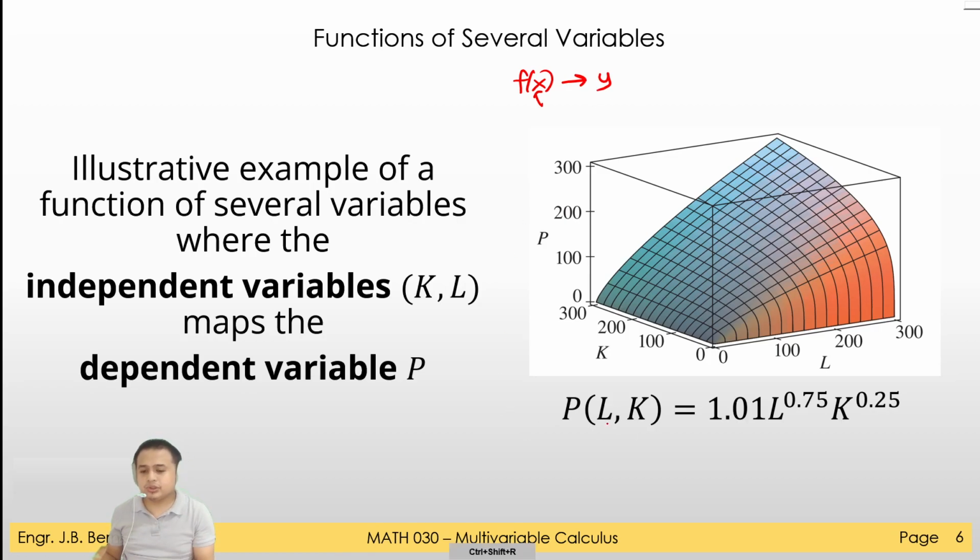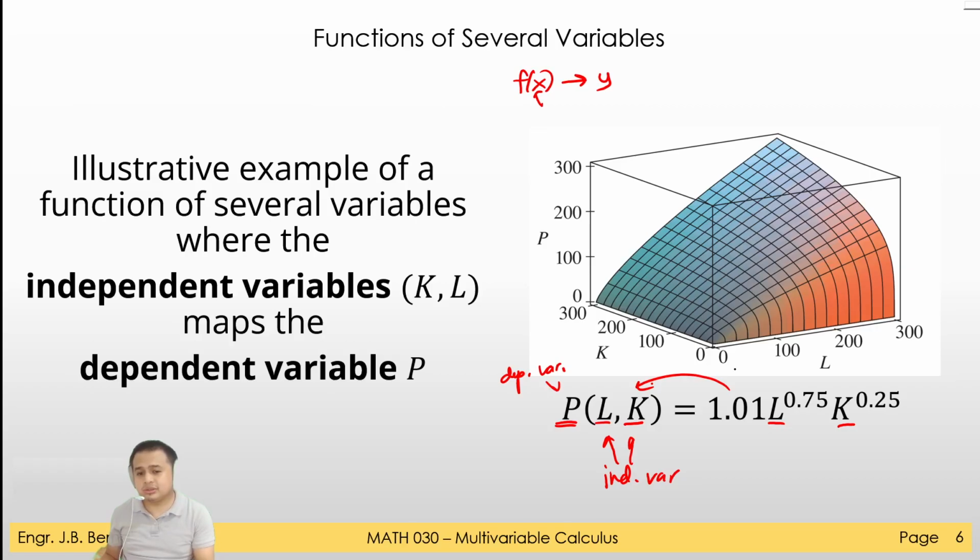Now we have a function of two variables. For an example here, we have L and K. These are our independent variables. And then this will be your function to represent the relationship of these two independent variables to our output function, which is your dependent variable. So this as a whole is your dependent variable. What does this example mean to us?